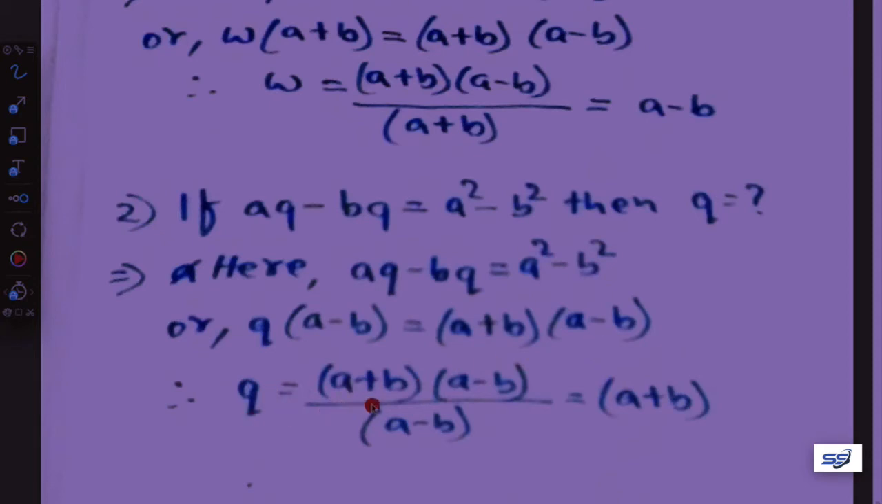Therefore q equals a plus b times a minus b divided by a minus b. Now a minus b up and down is cancelled and only a plus b remains. So the value of q is a plus b only. These two are some of the simple rules by which an equation can be solved and we can find our required value.